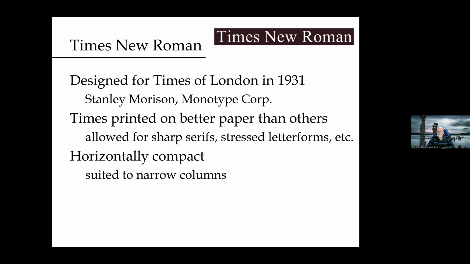It's horizontally very compact because they had narrow columns, and so they could get away with it being very compact because the eye doesn't have to travel a great distance to get from the end of one line to the start of the next one. So it's very suited to narrow columns.